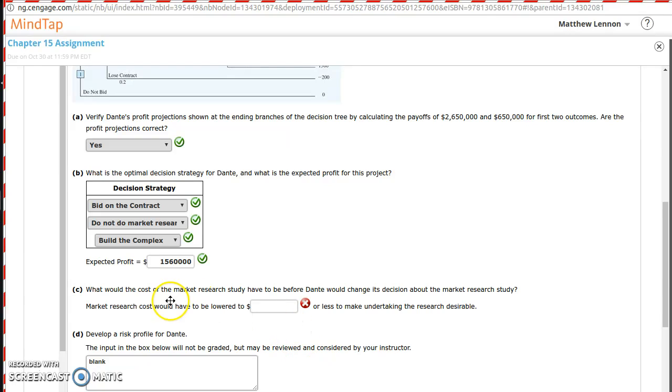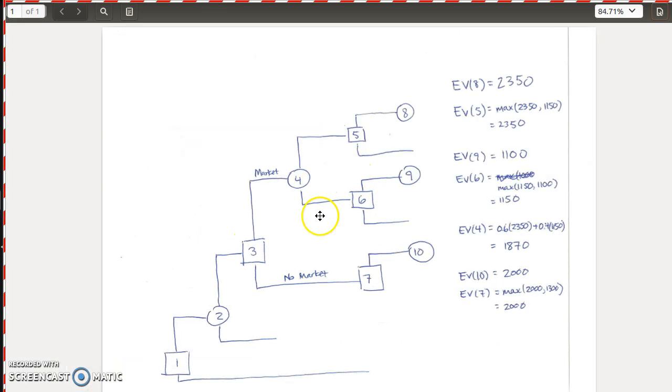And then the last one: what would the cost of market research have to be to make the undertaking desirable? Remember, we talked about that earlier on the expected values. No market research had an expected value of 2,000. Market research had an expected value of 1870. Remember, when you do the subtraction, you have to add the 3 zeros on the end, otherwise you'll get it wrong, just like I did. So hopefully that helps.